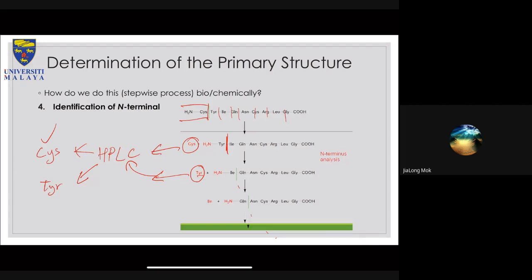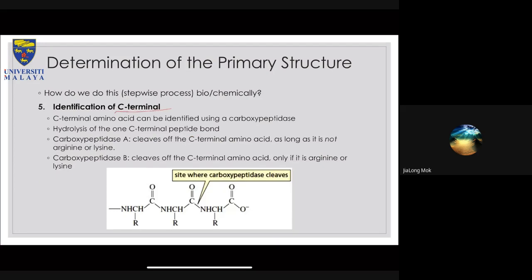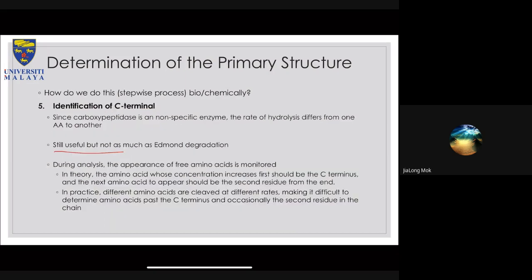The fifth technique that you can do is you can chew up from the C-terminal, but this method is not really of advantage. Anyhow, it's still useful, but not as much as Edman degradation, because Edman degradation can be automated and so on and so forth. So it's pretty much using an enzyme, carboxypeptidase, a non-specific enzyme. The issue is the hydrolysis differs from one amino acid to another. Okay, so I'll just skip that one.